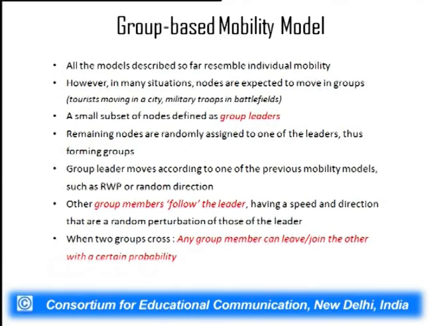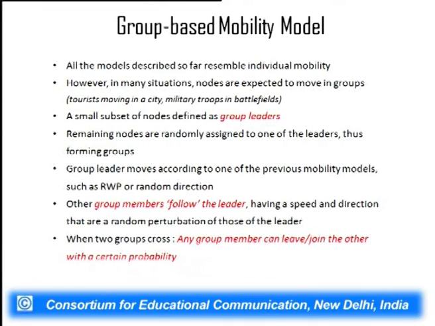So here also, in this model there is a group leader, and the group leader moves according to any one of the previous models. It can be any map-based model or random models, intentional, unintentional models, etc. Whatever the pattern of the group leader is, the members are going to follow it. And the speed and direction are obviously random, and whatever speed and direction the leader has, the group members will follow the same.